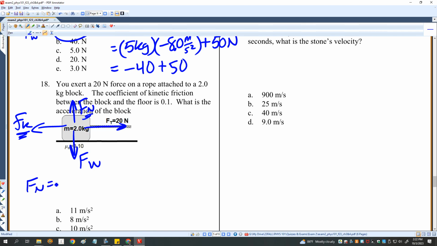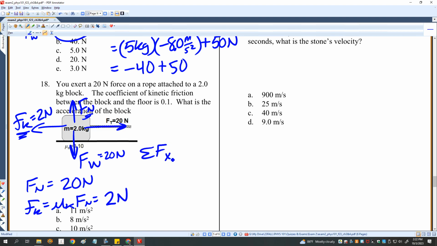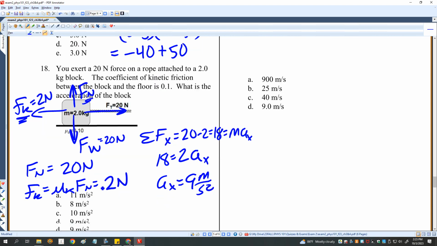Easy, right? Because there are no angles here. So my normal force is equal to my weight, which is equal to 20 newtons. This is 20 newtons. So that's my normal force. That means that Fk, which is mu k times Fn, is equal to 2 newtons. So this is 2 newtons. That means that the sum of the forces in the x direction is 20 minus 2, or 18, and that's equal to max. So 18 is equal to 2 times ax, so ax equals 9 meters per second squared.